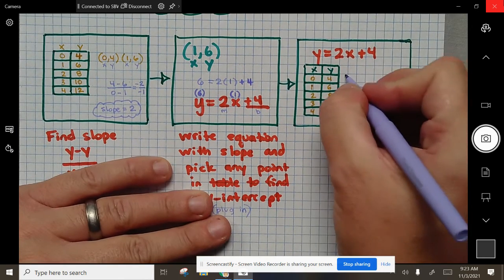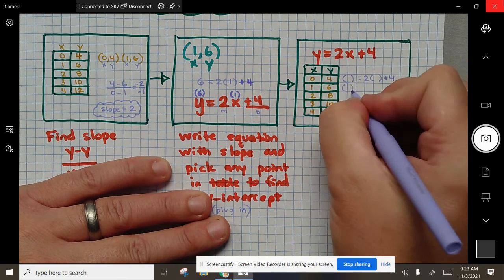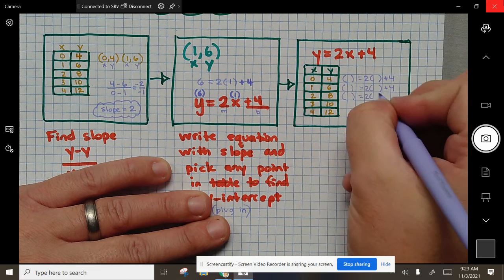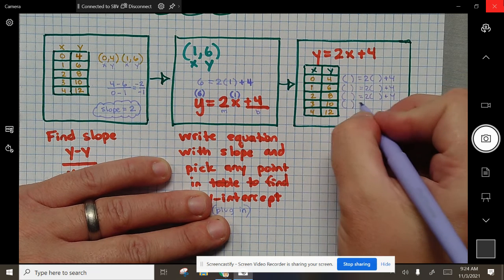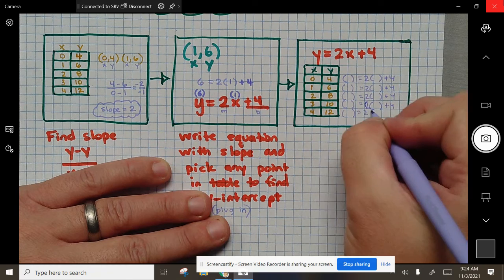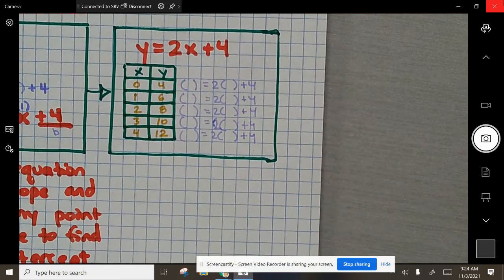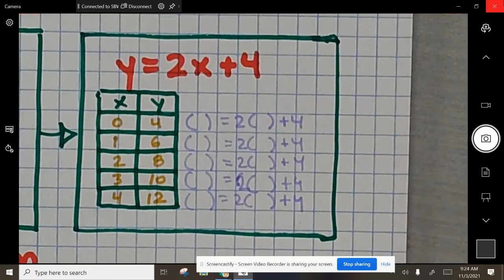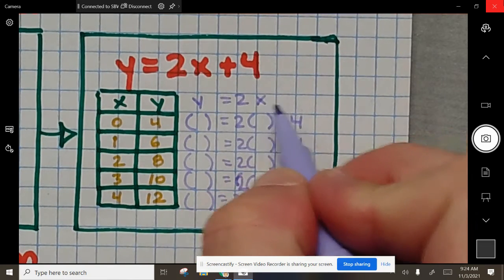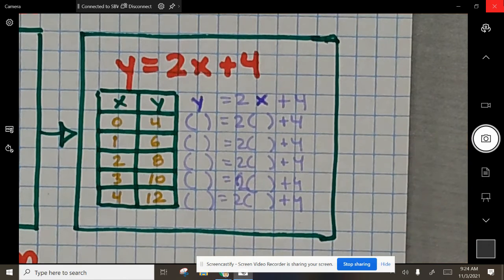So for each one, when you do this step, you should be able to see what's going on. You know that you have, oops, that's a 2. All right, I'm going to zoom in. So this is the y equals 2x plus 4. Do we know our x's and y's? We do. And that's what we're going to do. We're just going to plug them in.